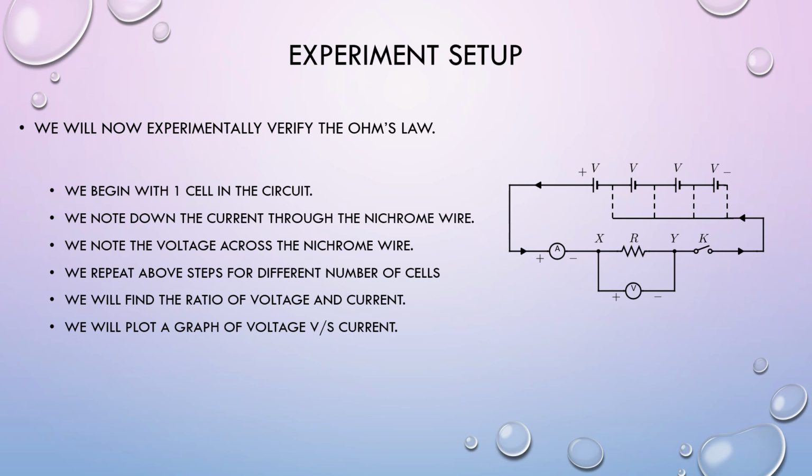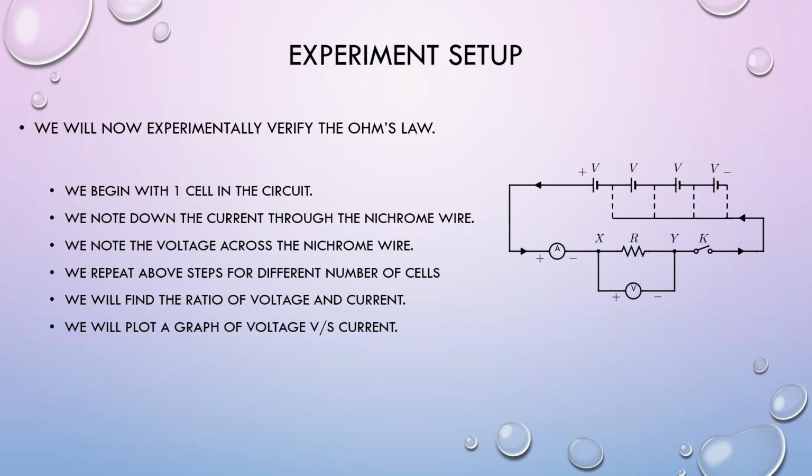We start with just one cell in the circuit. That means we connect this wire like this, and then we note down the current through the nichrome wire. We measure the current using this ammeter A that we connect in series with this wire. We also note down the potential difference across these terminals X and Y by connecting a voltmeter here as shown.